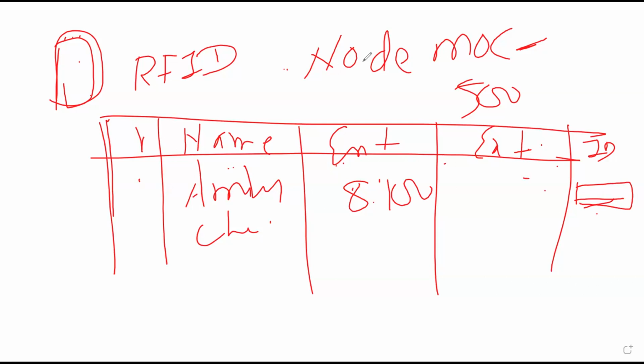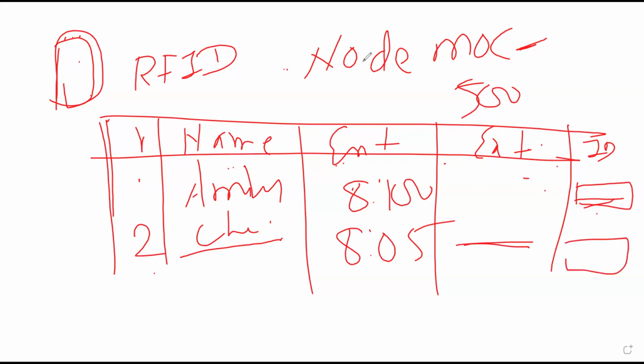Second, when Chandrasekhar goes, it will automatically come as number two. Automatically your name comes, your entry time, maybe 5 o'clock, and whenever you go, your exit time. And your ID also comes.